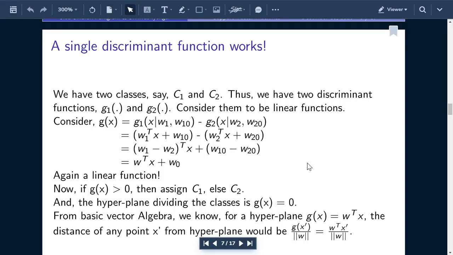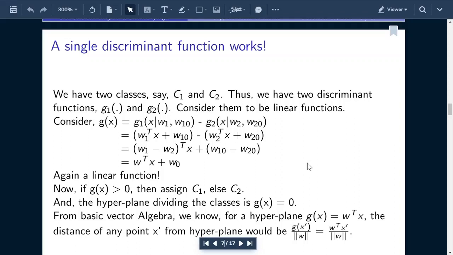Now you can see fairly simple straightforward algebraic manipulation. Club the similar terms, you would obtain (w1 minus w2) transpose into x plus w1 naught minus w2 naught. Now let's say w1 minus w2 be w and w1 naught minus w2 naught be another bias term w0. So I gave you two linear functions g1 and g2. I am taking the difference and I'm obtaining another linear function. Wow, that's wonderful.